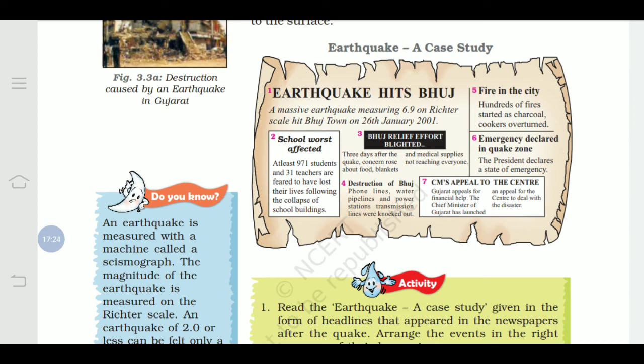Sixth one, emergency declared in the quake zone. That is, the president declared a state of emergency because Bhuj was considered the epicenter, and its vibration, the seismic waves, was felt 800 kilometers away from Bhuj. So you can just understand how severe the earthquake was. For seismic waves to reach beyond 800 kilometers is too much, showing how severe the earthquake was that Bhuj was affected with.